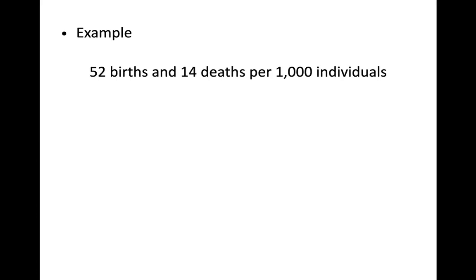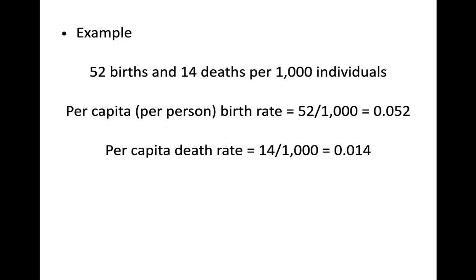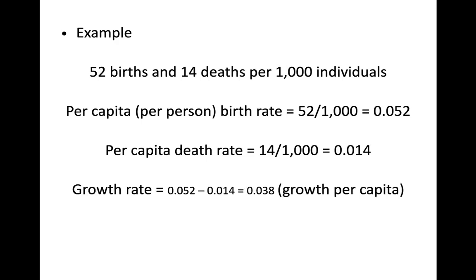For example, if we have 52 births and 14 deaths per 1,000 individuals, the per capita or per person birth rate is 0.052. That's 52 divided by 1,000. The per capita death rate would be 14 over 1,000 or 0.014. So the growth rate would be 0.052 minus 0.014, which equals 0.038. That is growth per capita. Again, per capita is per person.